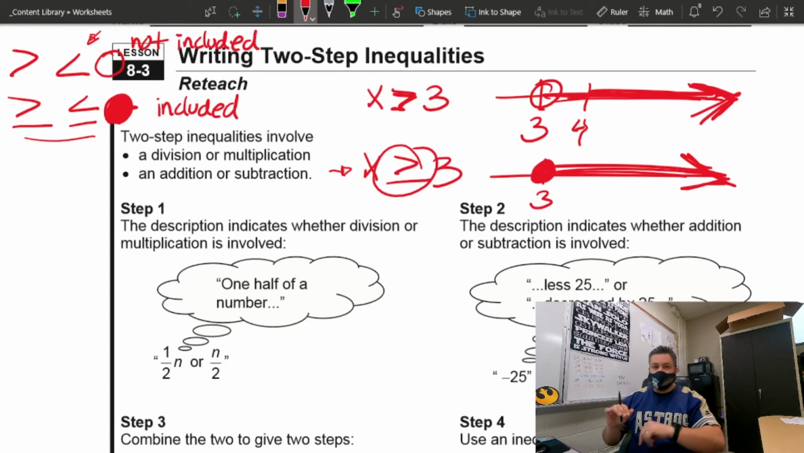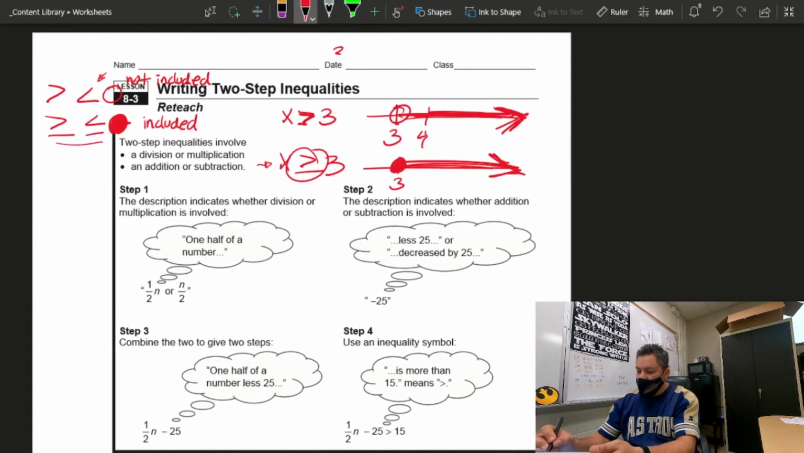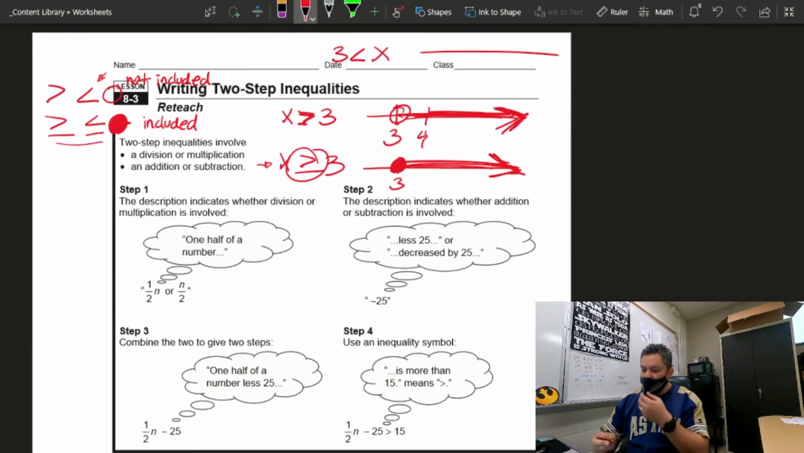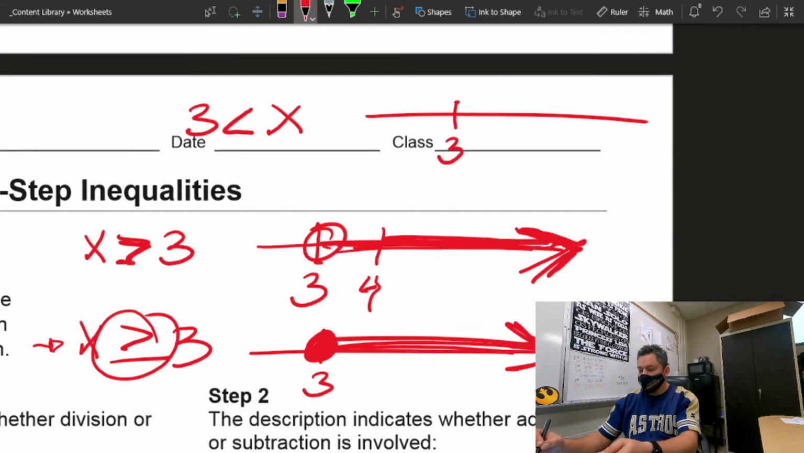Any questions on this? A throwback a little bit. We good in there? All right. Now, what if you had something like that? How would you graph it? To the right or to the left? To the left. Open or closed? Open. And to the left? Yes. Like so?